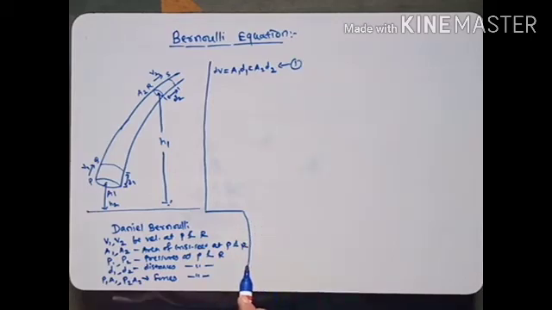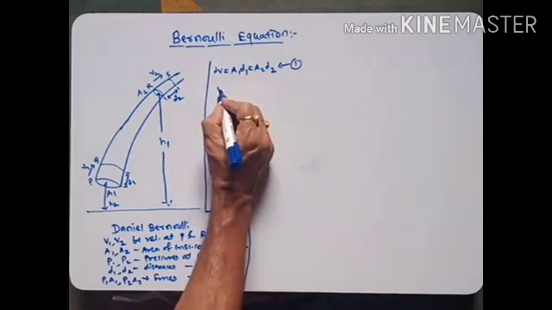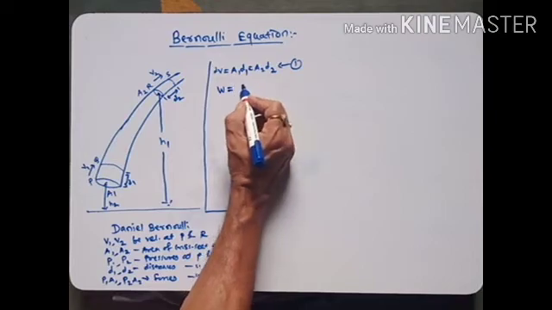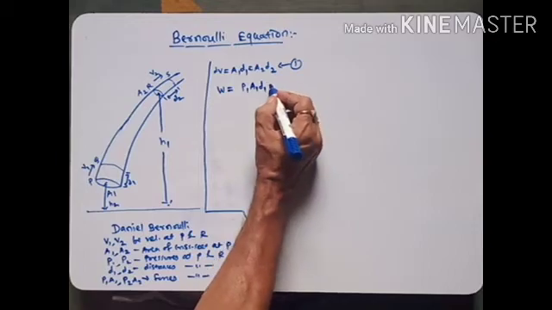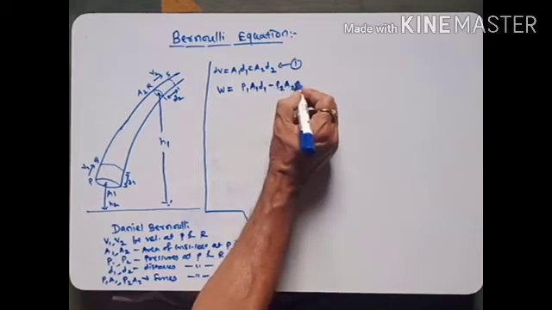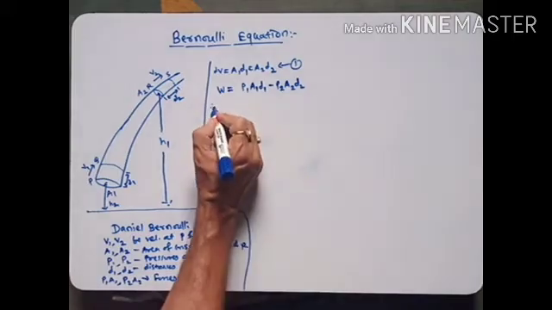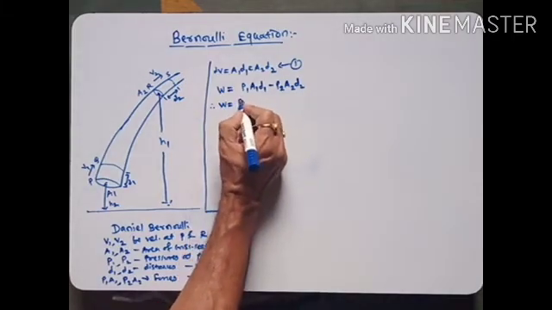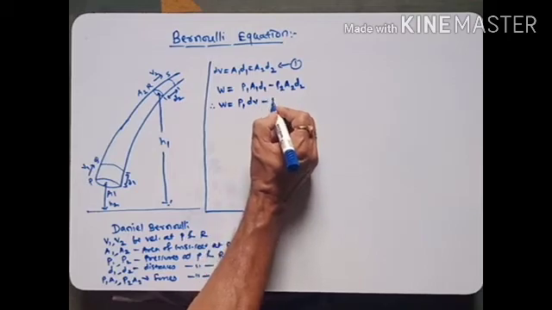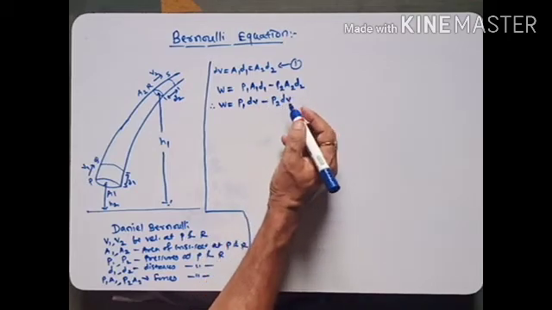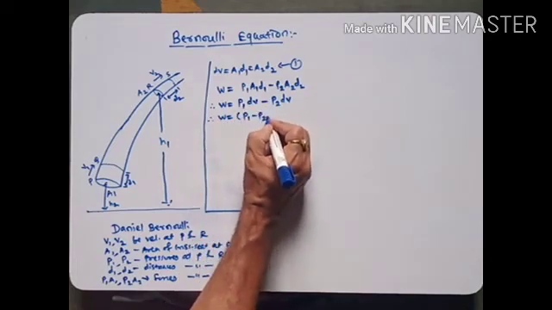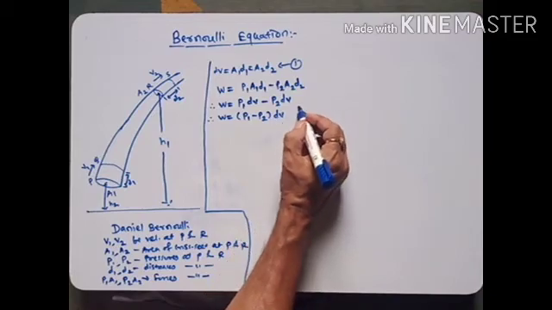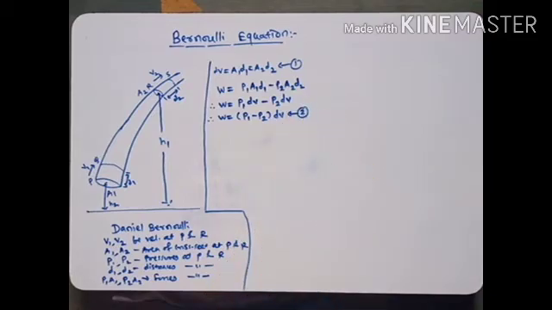The work done on the element by the surrounding fluid flowing from P to R, suppose W is the work done. That is P1 A1 D1 minus P2 A2 D2, and therefore W is equal to P1 dV minus P2 dV. Therefore W is equal to P1 minus P2 into dV, and suppose this is equation number 2.